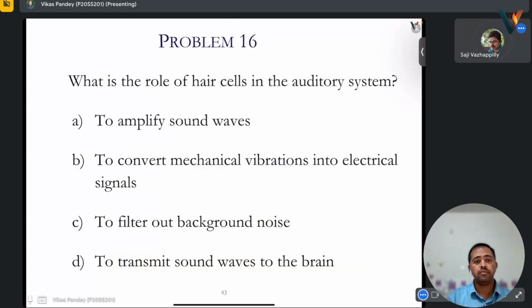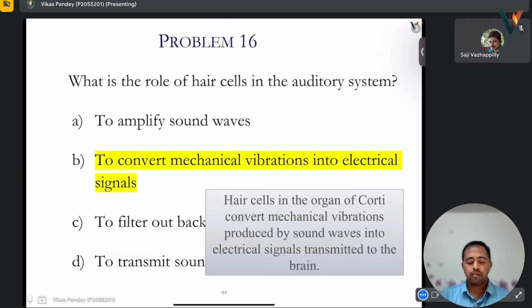What is the role of hair cells in the auditory system? A, to amplify sound waves, or B, to convert mechanical vibration into electrical signals. So these are the hair cells that are in the organ of Corti. They convert the mechanical vibrations that are produced by the sound waves into electrical signals. So here two conversions occur.